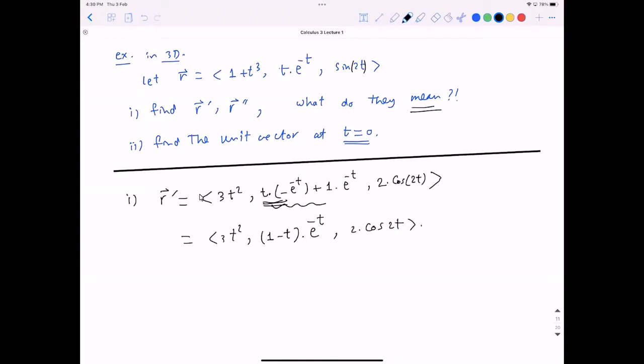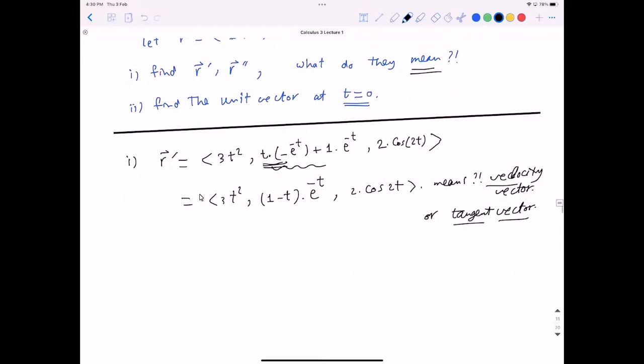This is meaning what? Velocity vector. Or geometrically, tangent vector. Tangent vector, but not the unit tangent vector. If you need to find the unit tangent vector, capital T, you need to divide this by the magnitude of the vector. But this is asked later at a certain point.